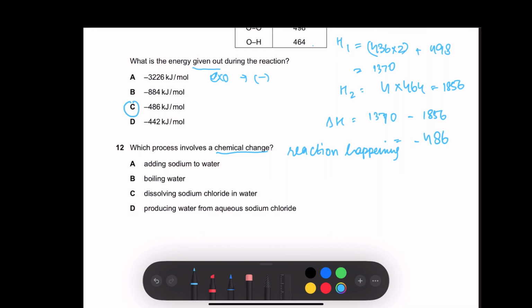Question 12. Adding sodium to water. Okay, when we add sodium to water, remember group 1 metals are very explosive. So sodium reacts explosively with water. So sodium does react with water, and it is a reaction, so it is a chemical change. Let's see others. Boiling water. No, it's just a state change, as I said, so it's a physical change.